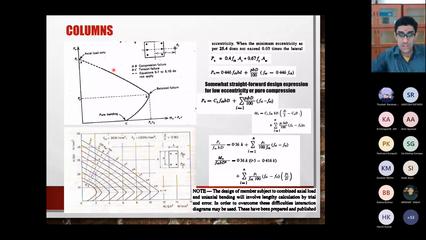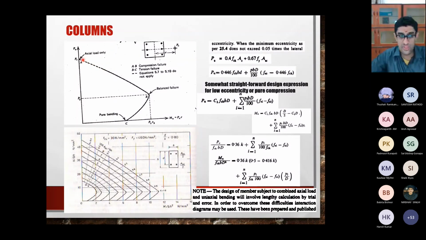Now, how about if there is a column which has both? It has compression, it also has bending moment. How do you know when it will fail? If it is only axial load, you can easily calculate the capacity. If it is only a perfect beam, you know how to calculate its moment of resistance. If both moment and compression are there, then both of them have a part to play in the failure of the column.